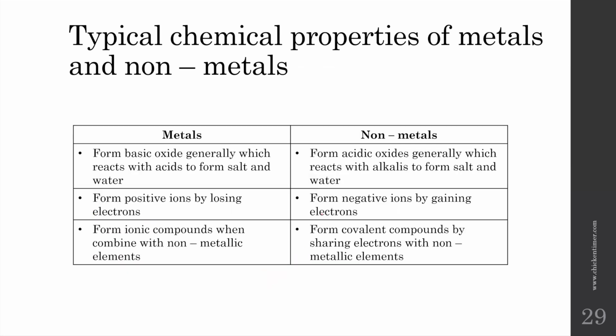Then chemical properties. For metals, they form basic oxide that reacts with acids to form salt and water. You know that. Then they form positive ion by losing electrons. You also know that. Then they form ionic compounds when combined with non-metallic elements. I'm sure you also know that. So non-metals is the reverse. They will form acidic oxides. They form negative ions, form covalent compounds. You see?